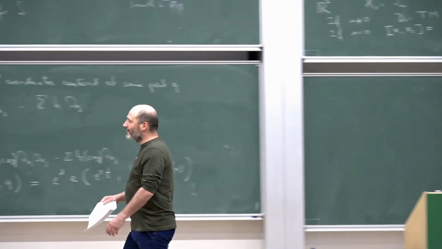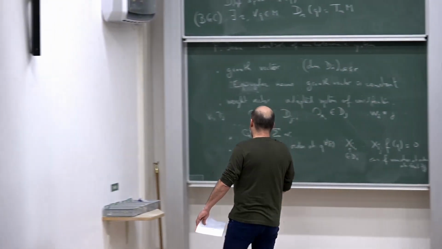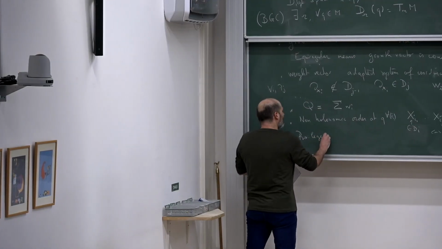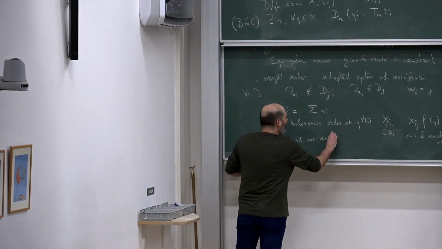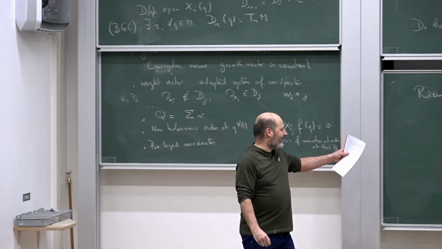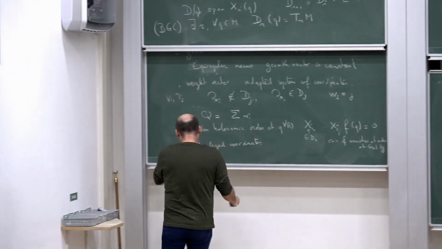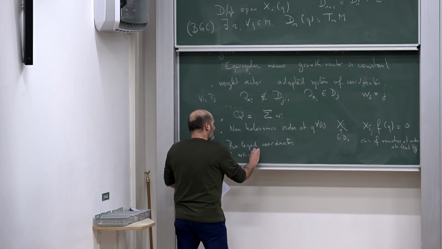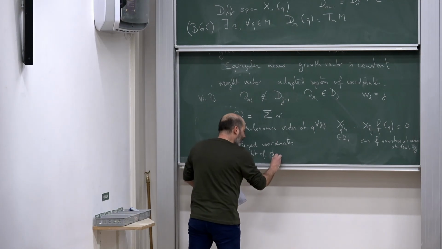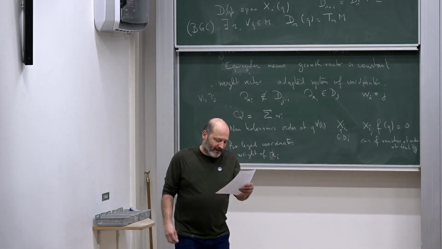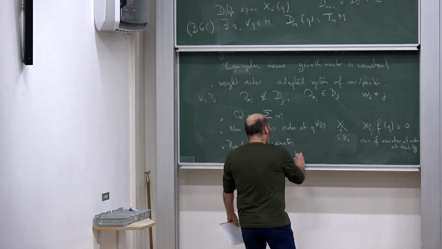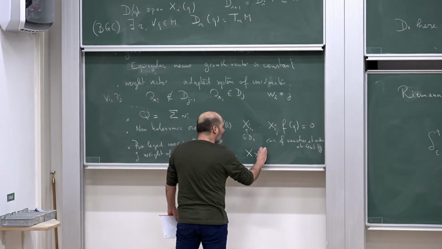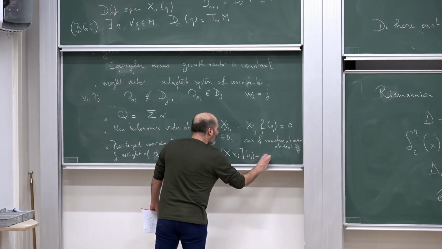And with that, you can define the notion of privileged coordinates. These are adapted coordinates that satisfy the following additional condition at q: if j is the weight of the function x_i, the i-th coordinate, then for all X in D_{j-1}, when you apply X to x_i and you evaluate at q, you obtain 0.